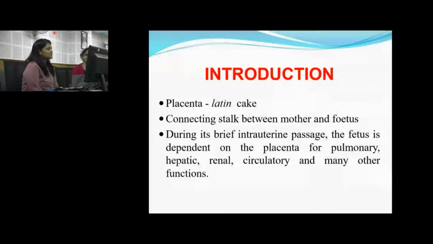Welcome. So placenta in Latin is a word which means cake. It is a connecting stalk between the mother and the fetus, and during the brief but very important intrauterine passage, the fetus is dependent on the placenta for pulmonary, hepatic, renal, circulatory and many other functions.